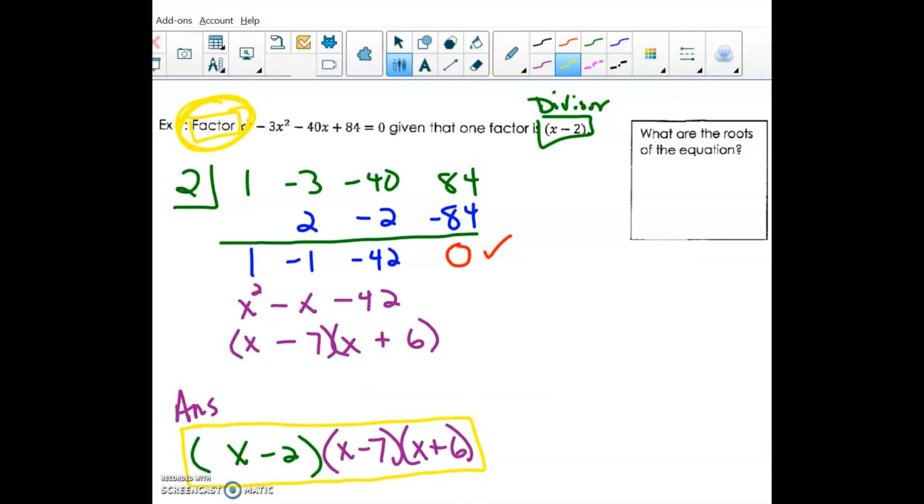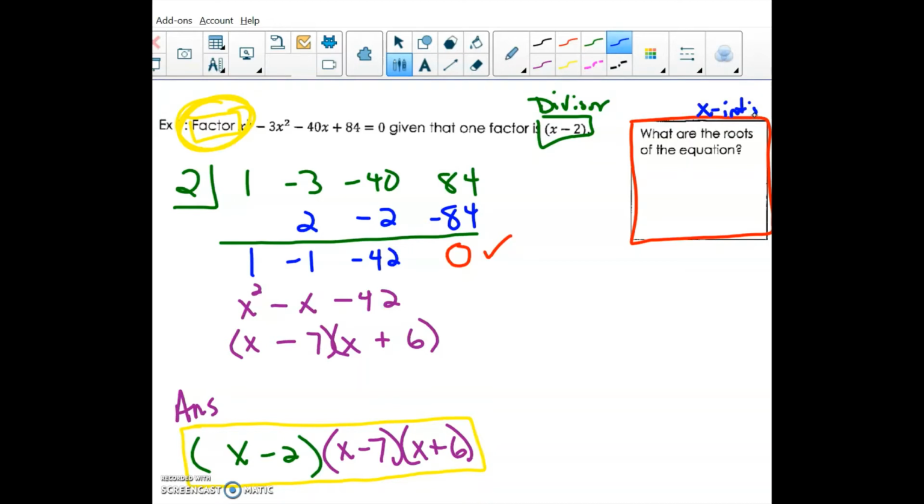Now, to extend this problem into the next level, this is not the directions of this problem, but this is where this problem is going. It asks, what are the roots? Roots are another word for x-intercept.